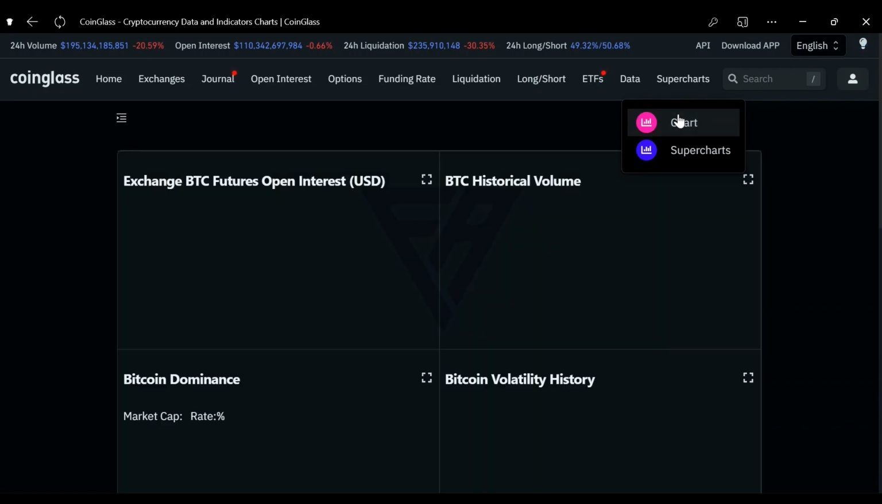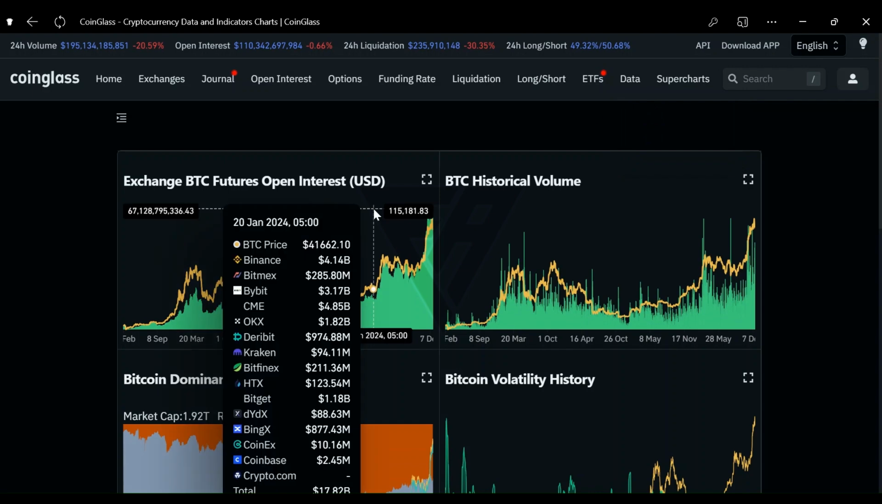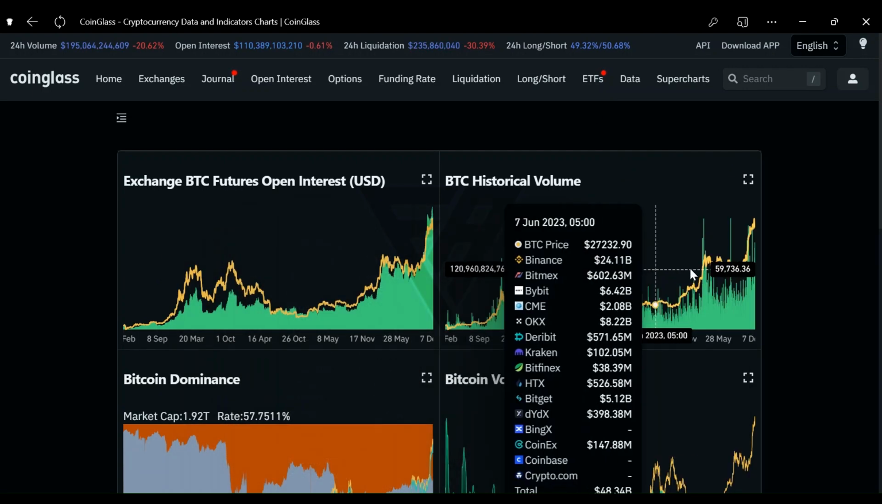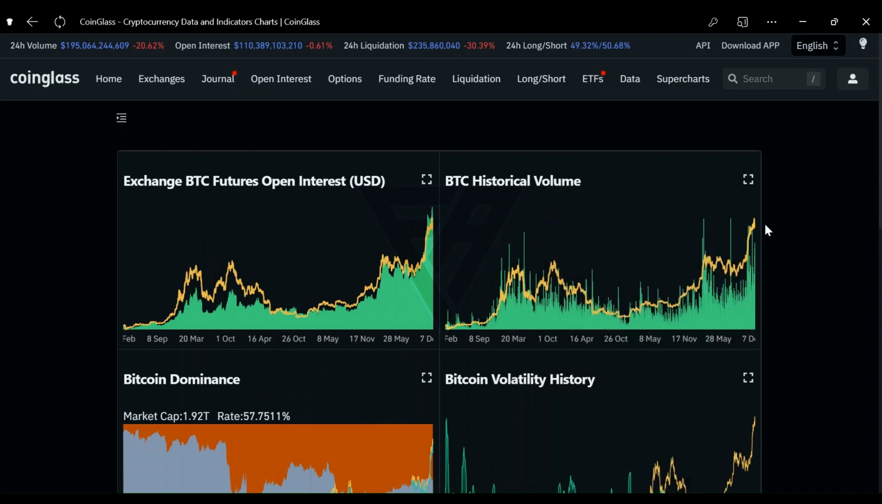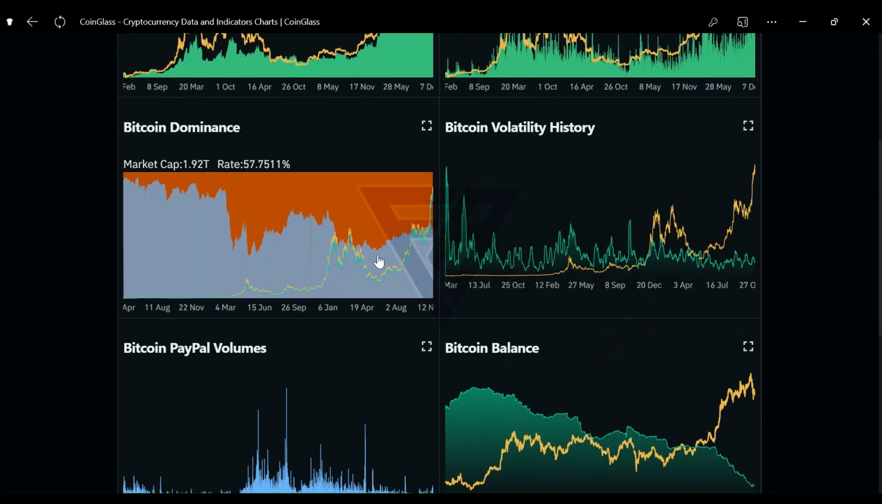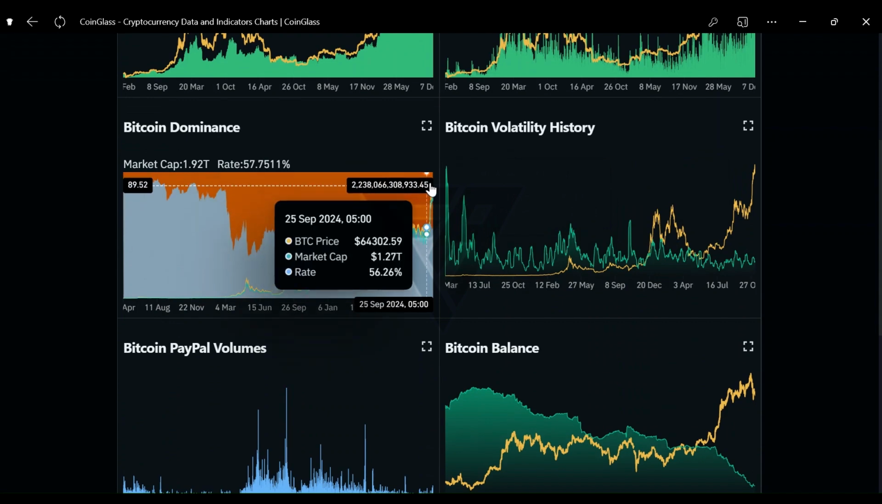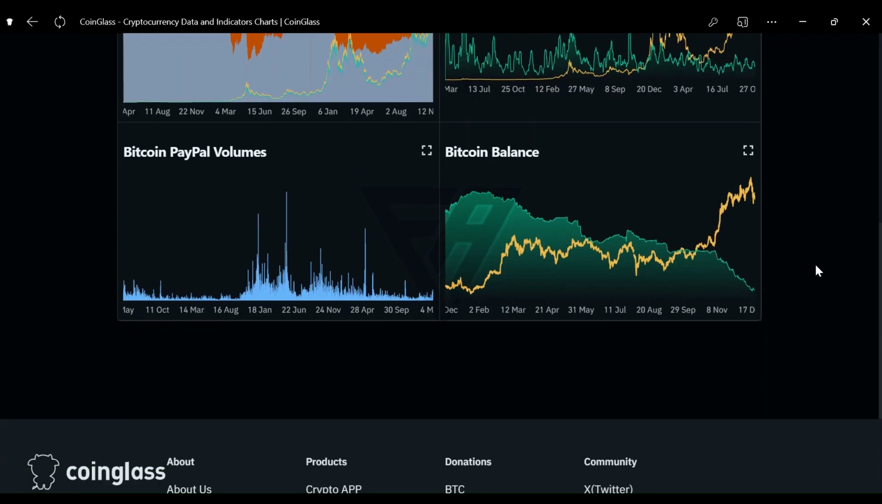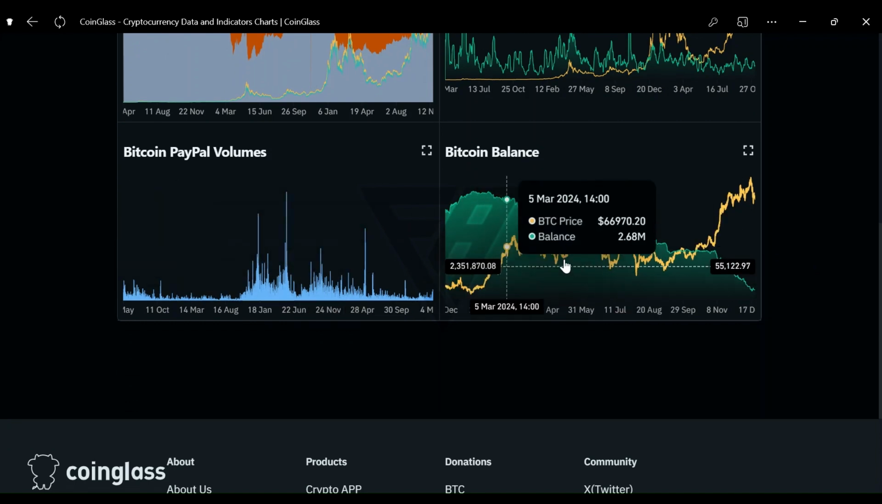It's called Super Charts. First, let's try its simple chart. It shows some basic info about Bitcoin, its open interest, historical volume, its dominance and volatility, Bitcoin volume exchanged on PayPal, and Bitcoin balance available on exchanges.